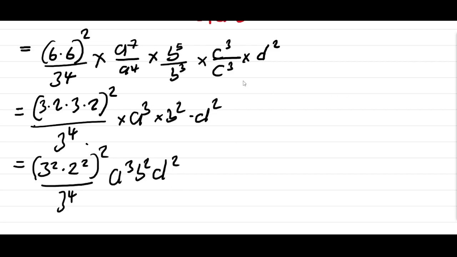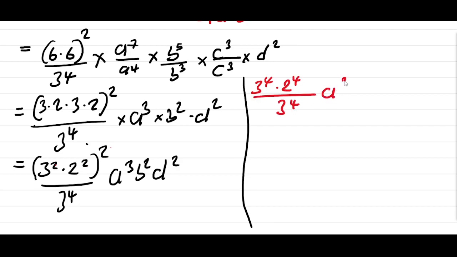What this should give us is that here we will have 3 to the 4th power. In fact, we don't have to put the brackets anymore. Here, if I apply the laws of indices, we see that 2 multiplies this 2 and 2 multiplies this 2. This will give us 3 to the 4th power multiplied by 2 to the 4th power, all divided by 3 to the 4th power, and still the a cubed, b squared, and d squared.